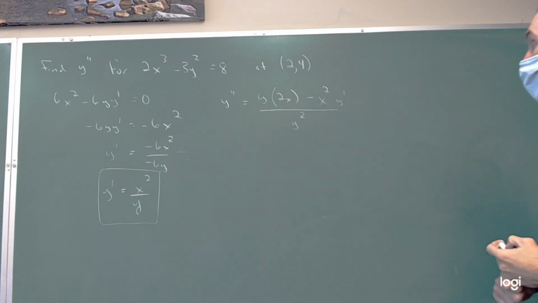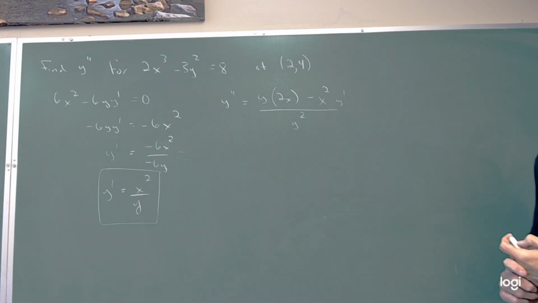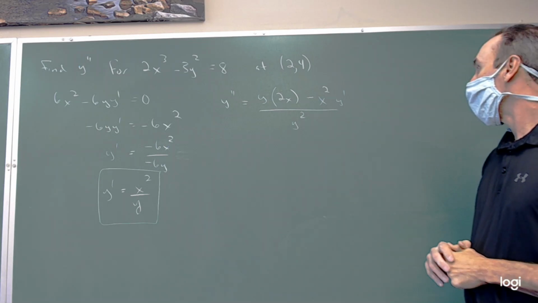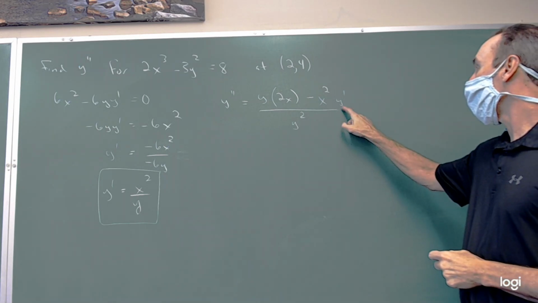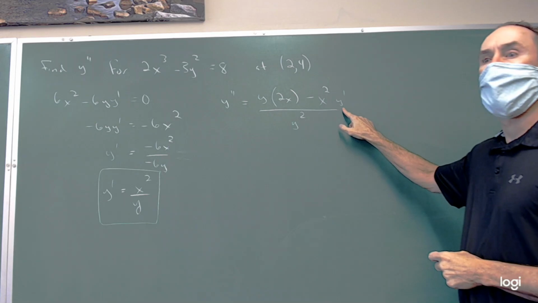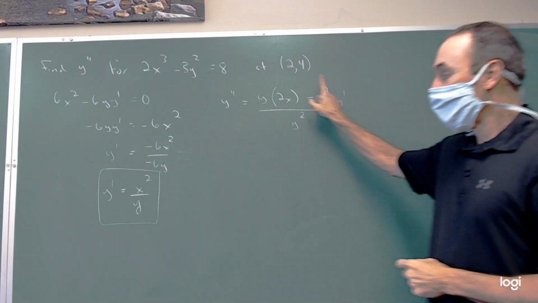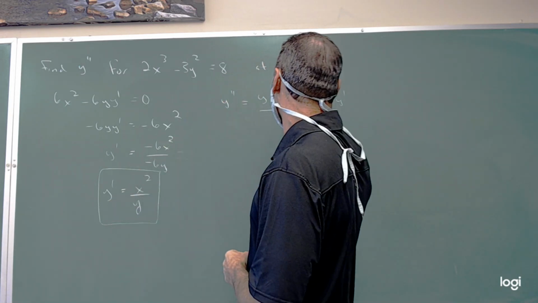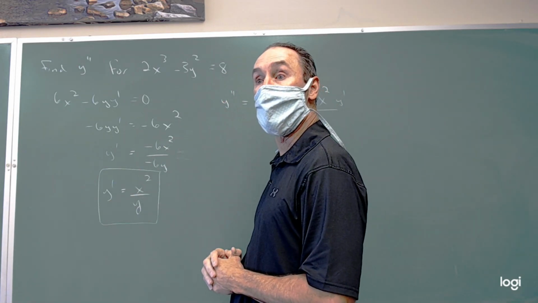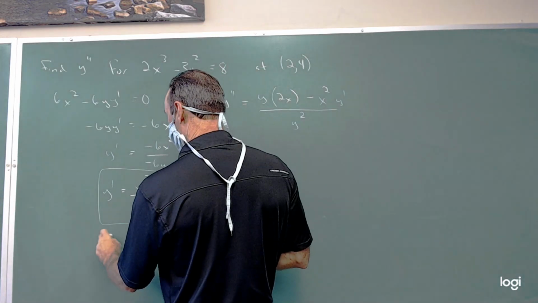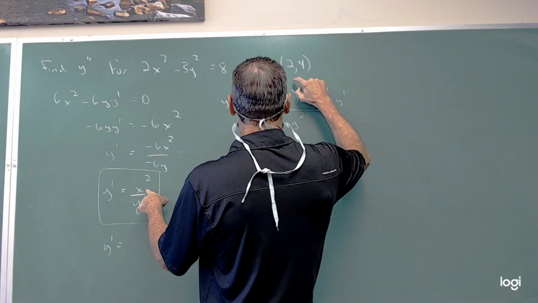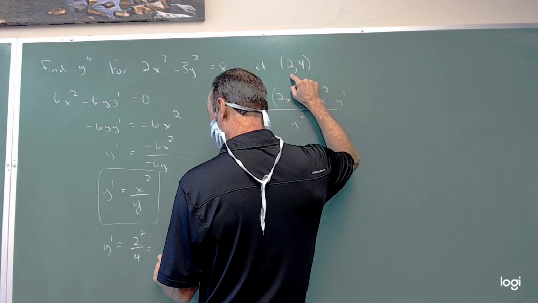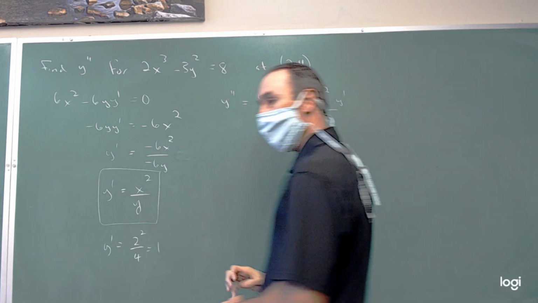Okay, now all we have to do is evaluate this at x is 2 and y is 4. What are we going to do about this y prime? I think we're going to have to figure out what number is y prime when x is 2 and y is 4. See it? Well, let's go ahead and do that. So y prime is going to be 2 squared over 4. Well, this was carefully constructed. It's just 1.